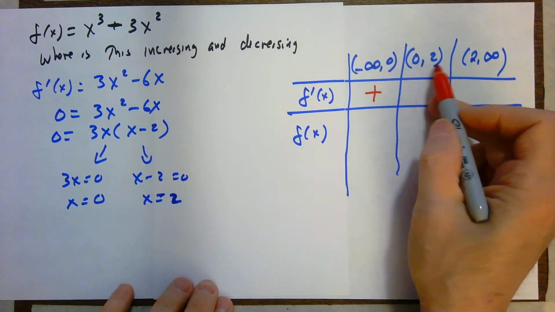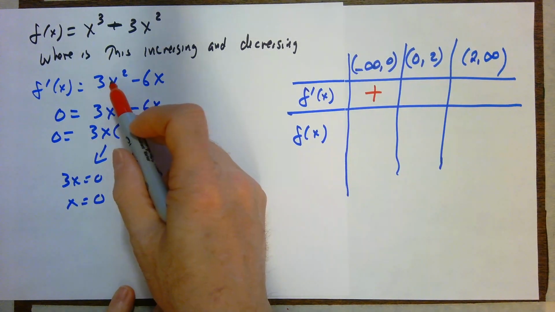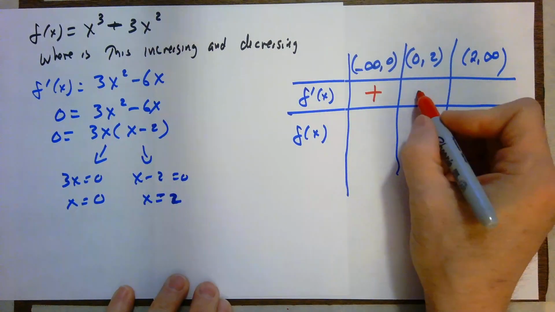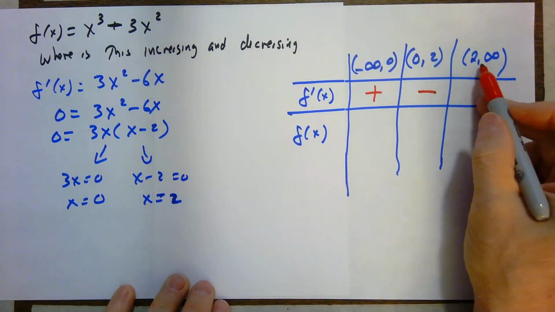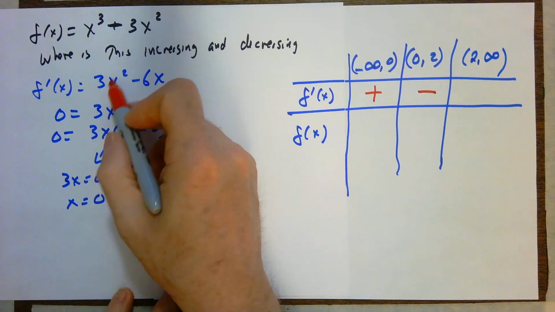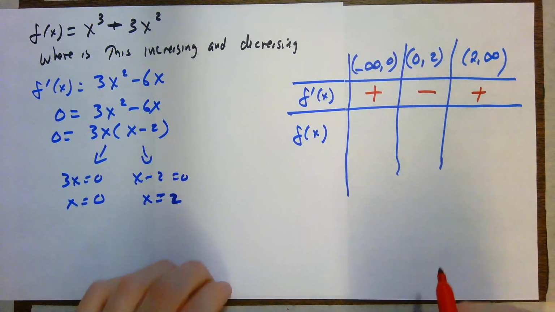How about between 0 and 2? Pick a number like 1. If I plug 1 in here, 3 times 1 is 3, minus 6 times 1 is 6. It's definitely going to be negative in that interval. And how about between 2 and infinity? Pick a test value in here like 10 or something like that. 3 times 10 squared minus 6 times 10, it's definitely going to be positive.